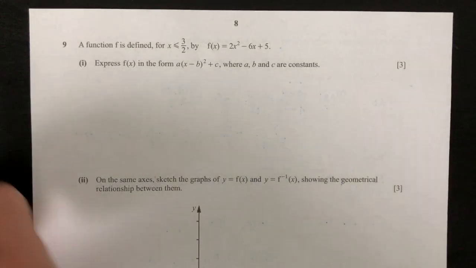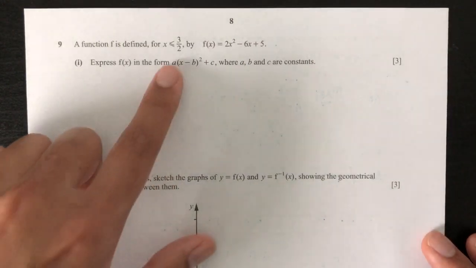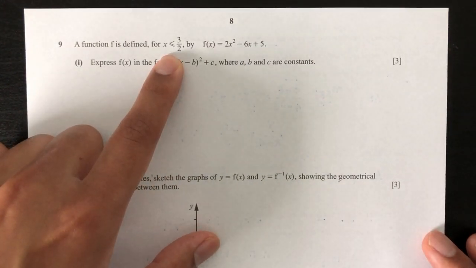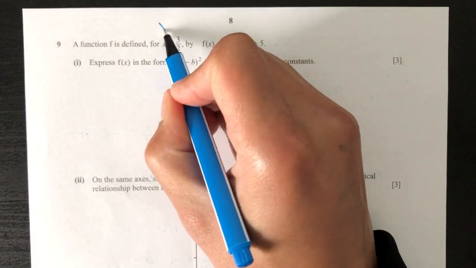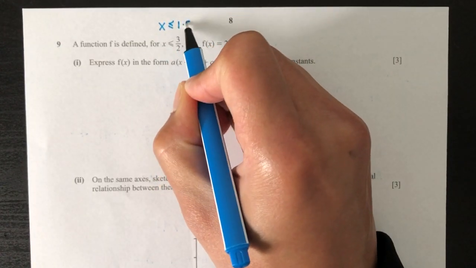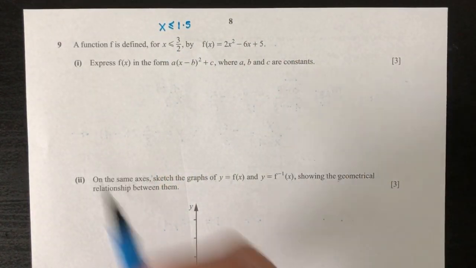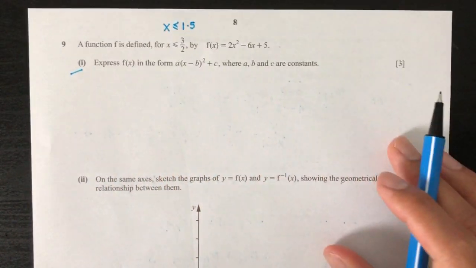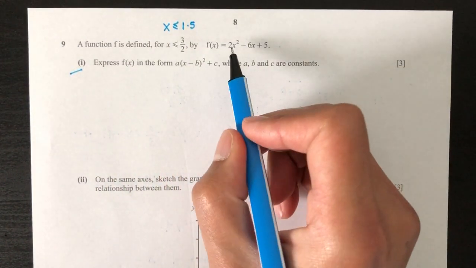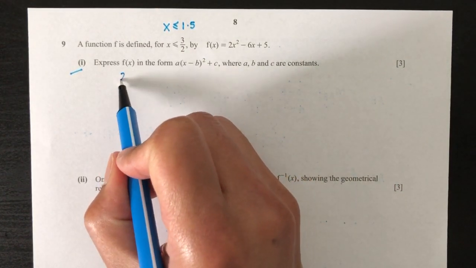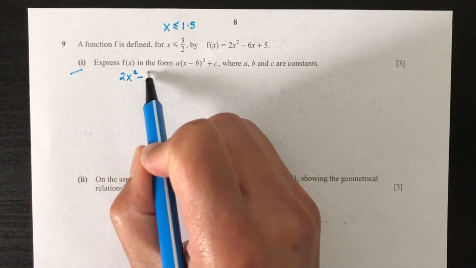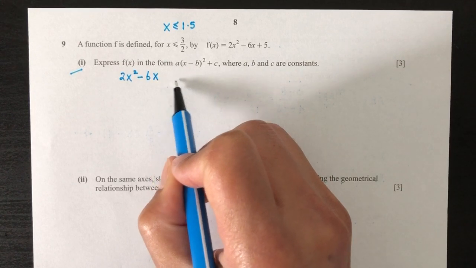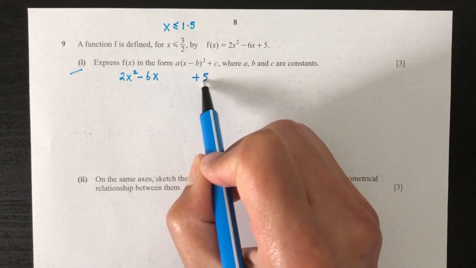Now question number 9. We have a function f defined for x less than or equal to 3 over 2, which is 1.5. Part 1: express f of x in completed square form. So let's do that. As always, I like to write this as 2x squared minus 6x, leaving some space, plus 5.